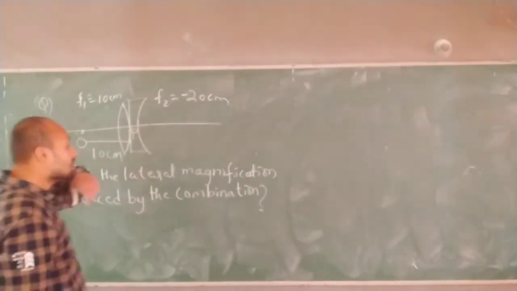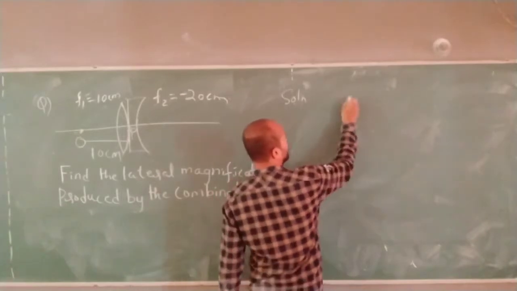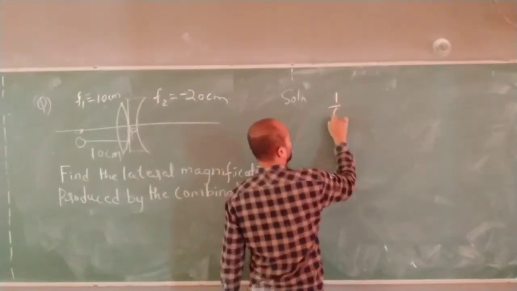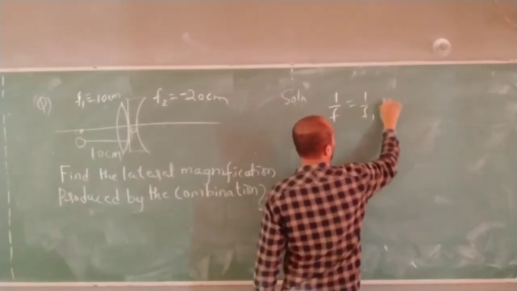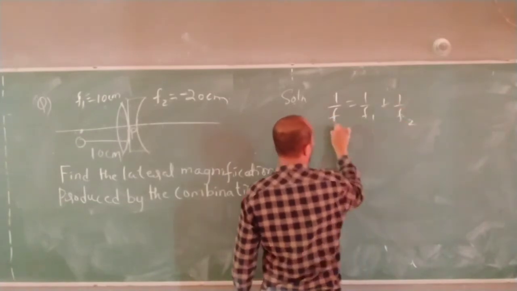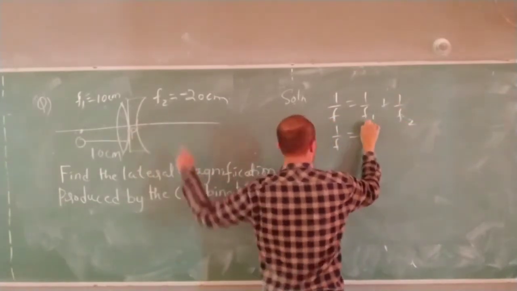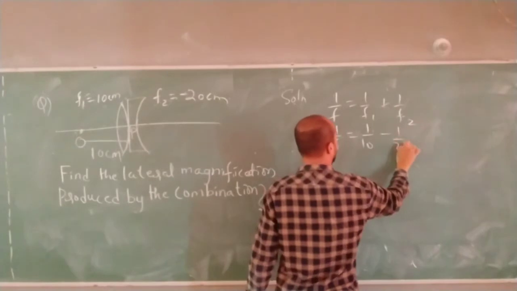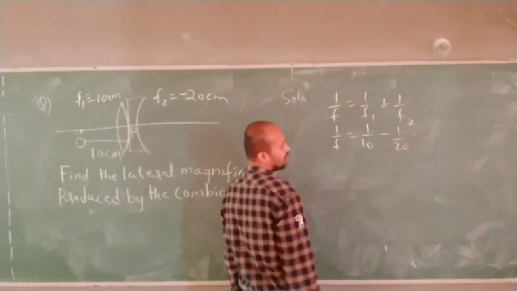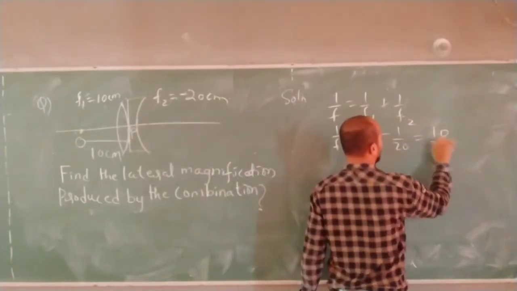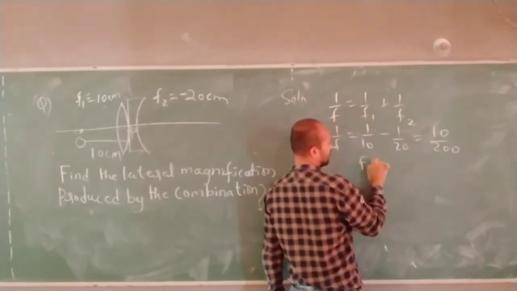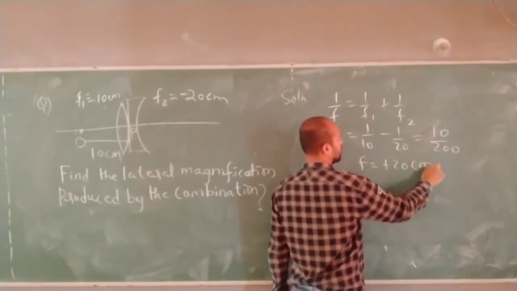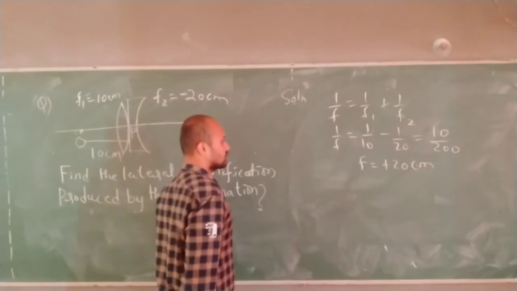So, the solution. The equivalent focal length is given by 1 by F is equal to 1 by F1 plus 1 by F2. In this case, 1 by F is equal to 1 by 10 minus 1 by 20. That is 20 minus 10, which is 10, divided by 20. So F is equal to plus 20 cm.